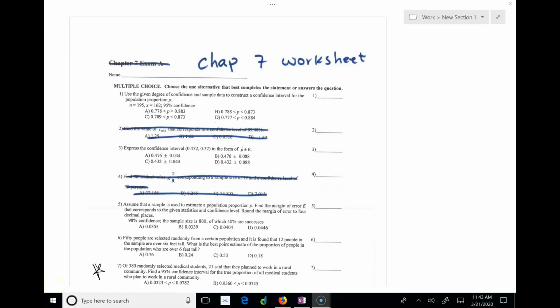Hello, everyone. For the Chapter 7 worksheet, I'll go over 3 questions to cover the calculator commands that are needed for this chapter. The first one that I will go over is number 7. And for every question that you are doing within Chapter 7, you need to decide if that's a proportion or if that's about mean.